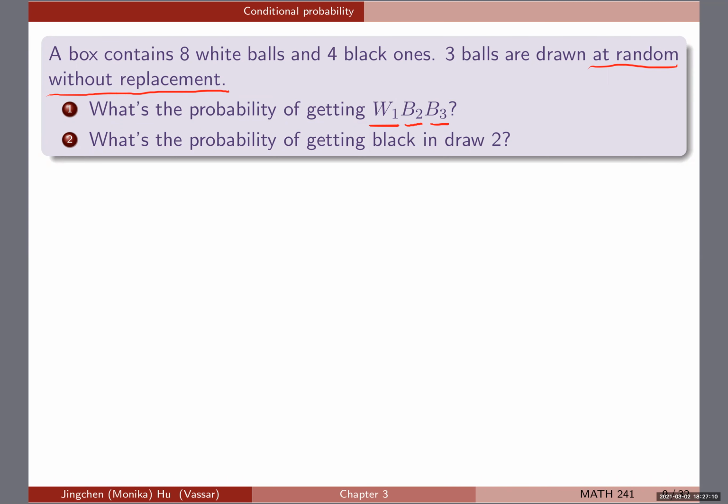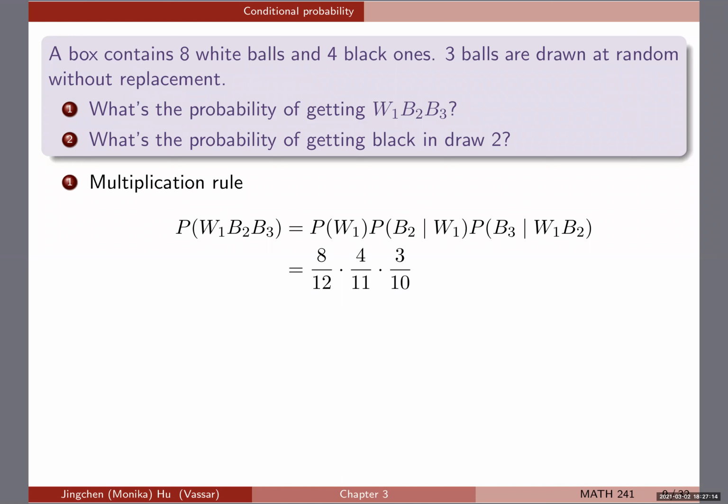So let me put this now in a more formal way. We're actually using the multiplication rule here as well. So the joint, the left-hand side of the first one being white, the second one being black, the third one being black, is the marginal of the first one being white, and then the conditional, the second one is black, given that the first one is white. And then the third conditional, let me just add a comma here, B3 given W1 and B2.